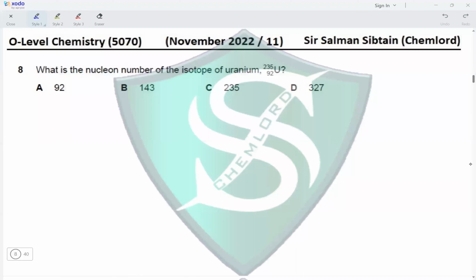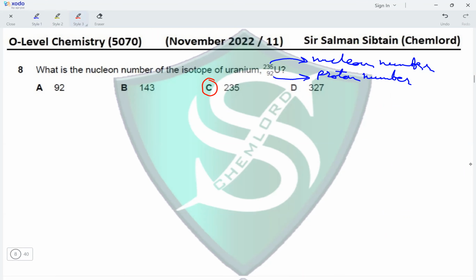Question 8. What is the nucleon number of the isotope of uranium? Now we know that the nucleon number is the number of neutrons and protons together, which will be the number present at the top. So this is the nucleon number of uranium, and the one at the bottom is its proton number. So the correct option for this question is option C.